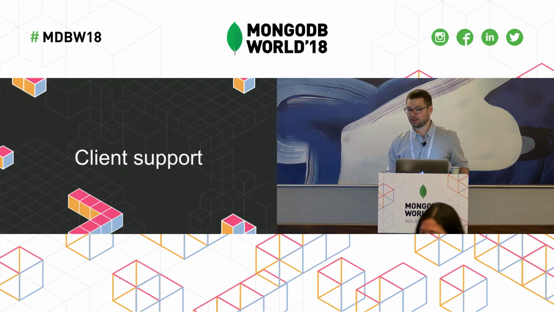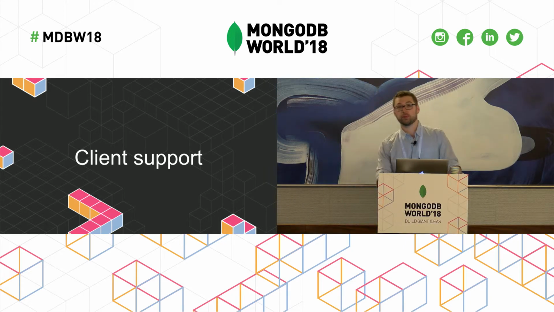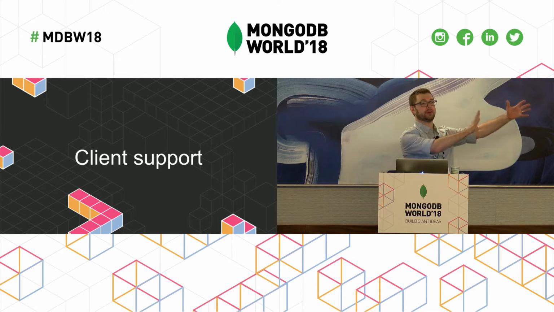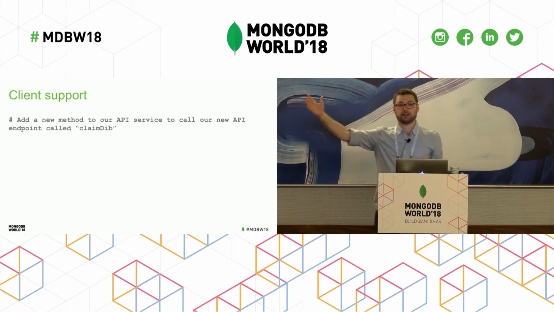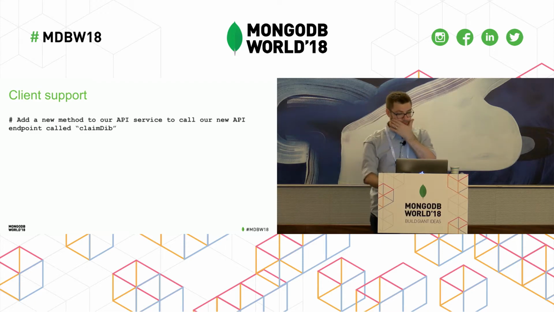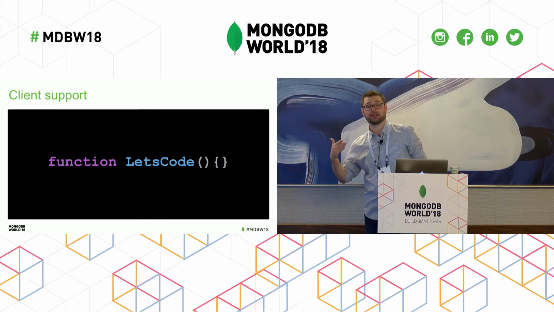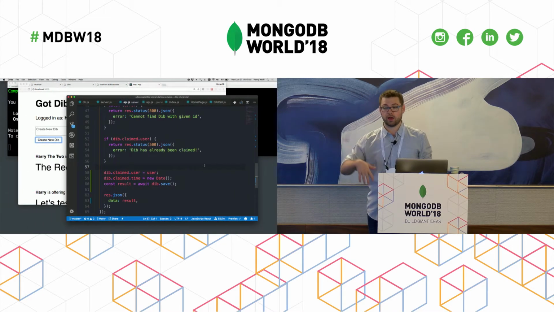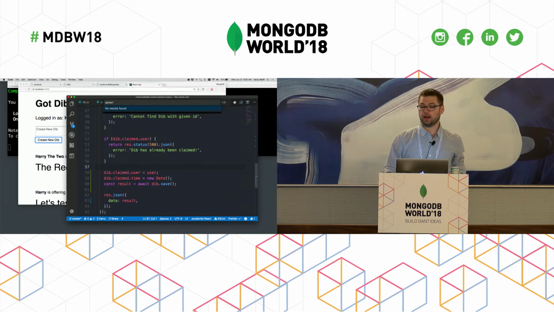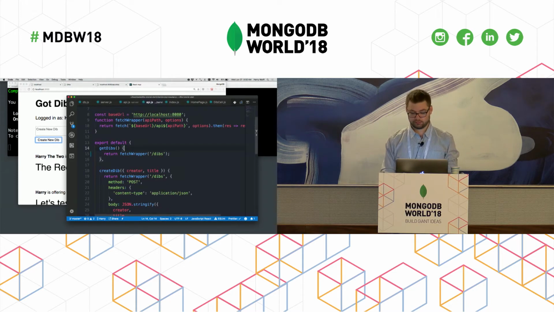So catch up if I can. Cool. So we've now updated our MongoDB schema. We've extended our API. And now we have to update our client to actually make use of that new functionality. So we're going to add a new method to our API client service to call our new API called claimDib. And we're going to code it now.